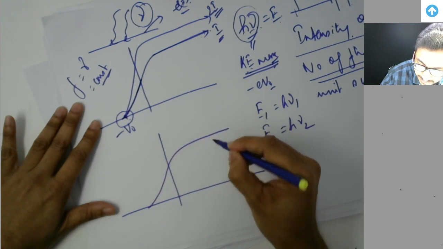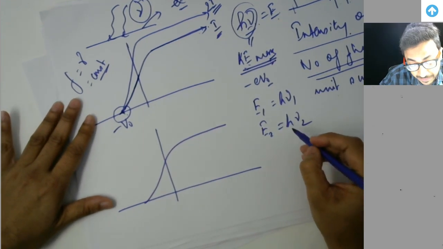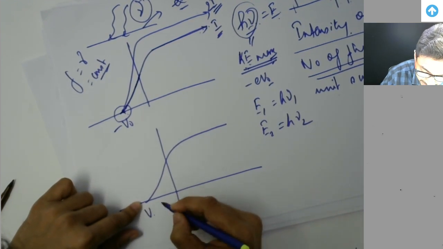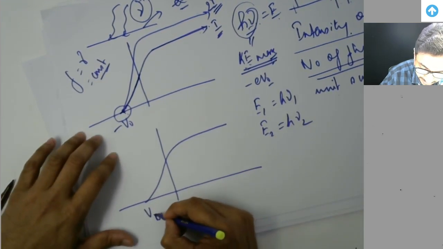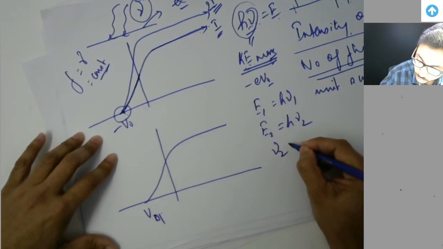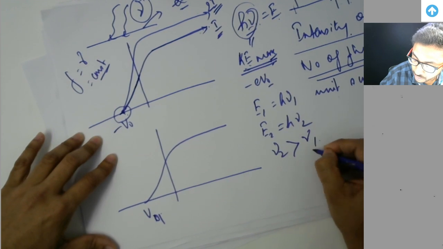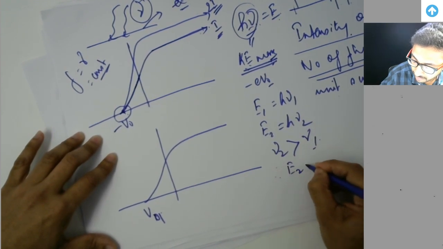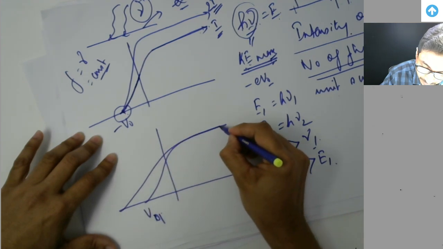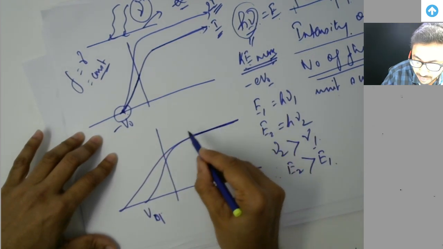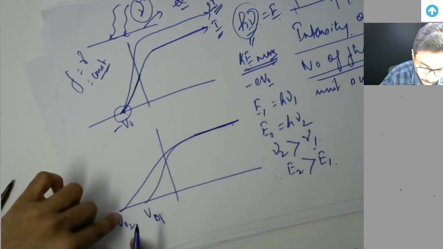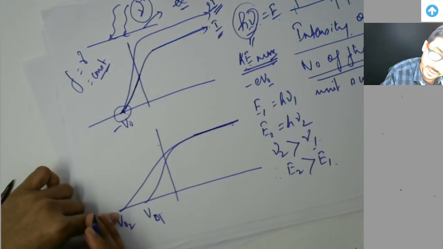suppose for this and of the same intensity, we will see for the first one, the stopping potential is V01. For the next one, if nu2 is greater than nu1, then definitely E2 will be greater than E1. Its saturation current will be the same, but its stopping potential will be more. Stopping potential will be in the negative direction.